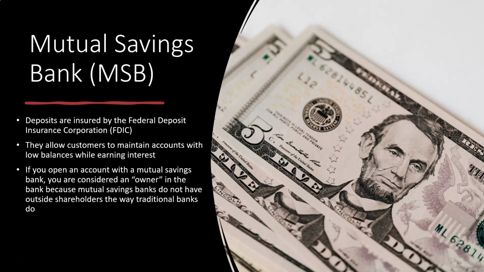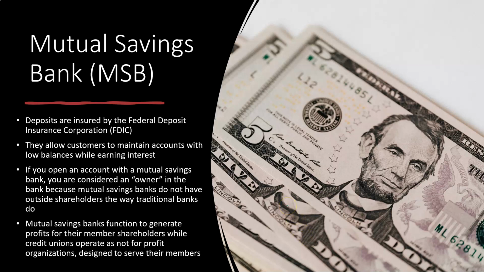If you open an account with a mutual savings bank, you are considered an owner in the bank, because mutual savings banks do not have outside shareholders the way traditional banks have. So again, the setup and structure is different than a large bank, a corporation. Mutual savings banks function to generate profits for their member shareholders, while credit unions operate as not-for-profit organizations designed to serve their members. So slightly different structure between credit unions and mutual savings banks.